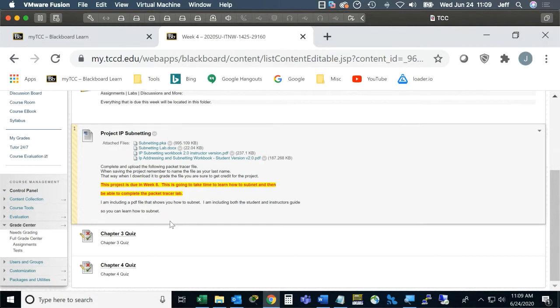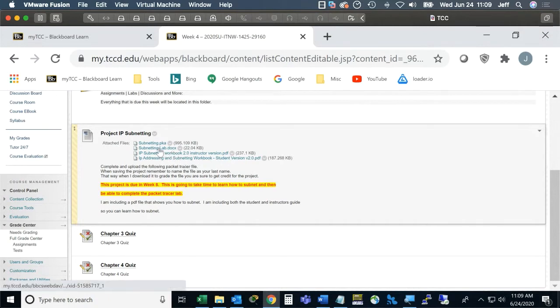Well, this will be a Packet Tracer lab, and it's very challenging. In fact, I've included the worksheet, the student version and the instructor version, because this lab is very challenging, so that you can learn how to subnet easily. The workbook is challenging, but it's better to actually do it and see it working, right?